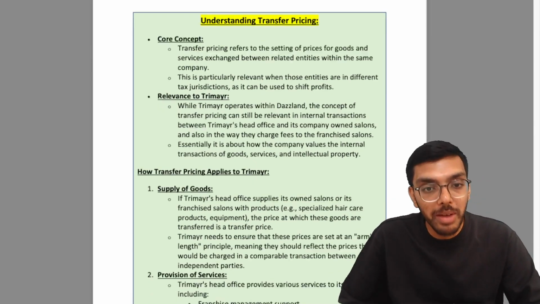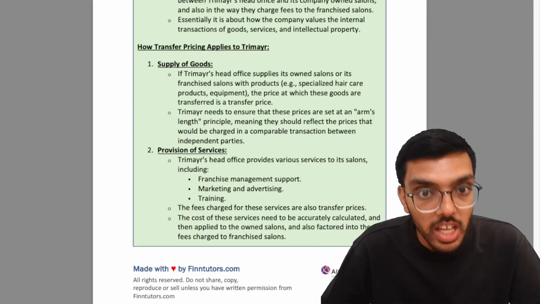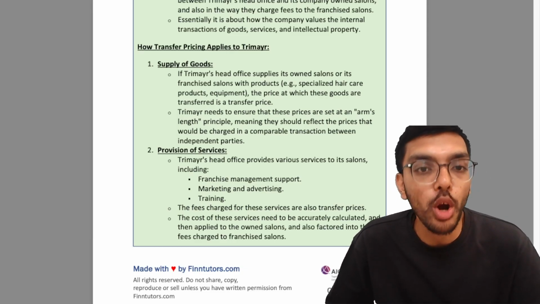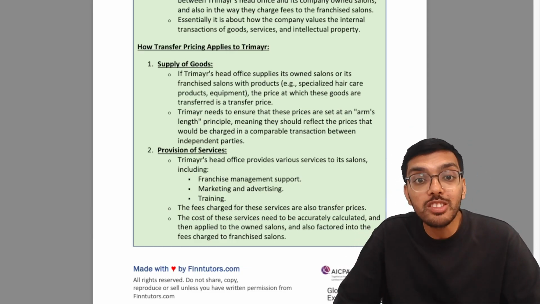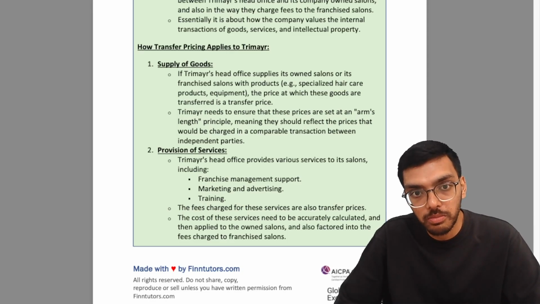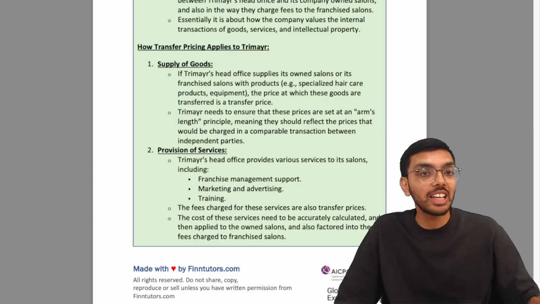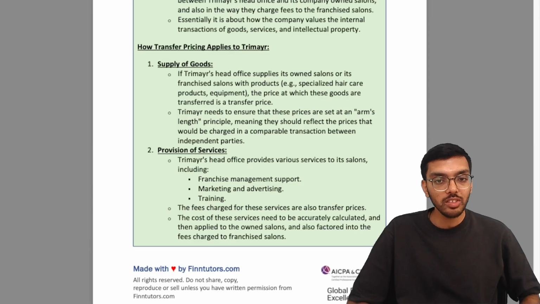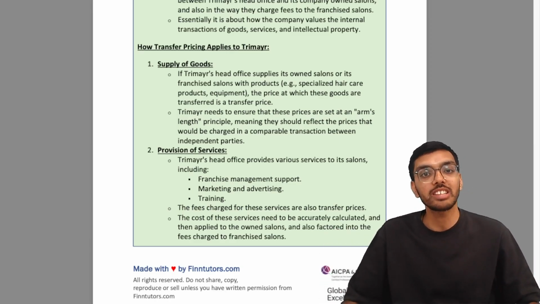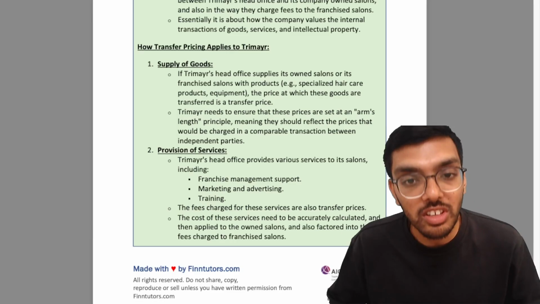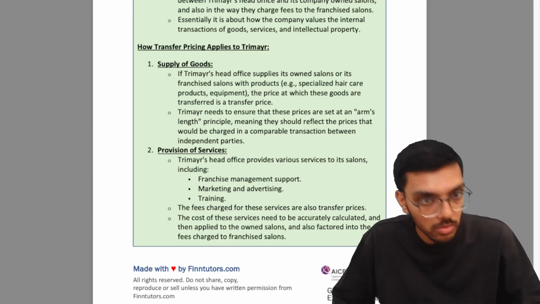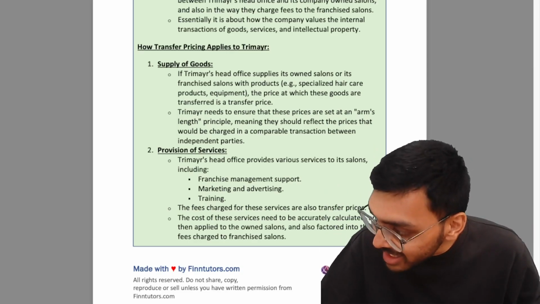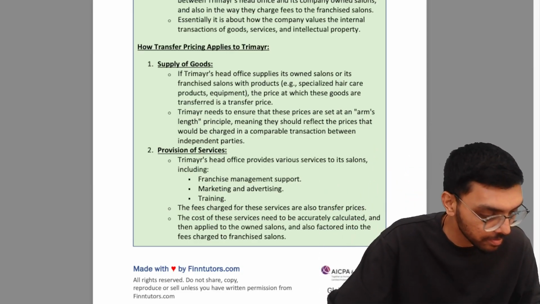How can it apply to Trimayr? Let's say first, supply of goods. If Trimayr's head office supplies its owned salons or its franchise salons with products, the price at which these goods are transferred is a transfer price. There could be a scenario in the exam where they tell you that, okay, we have a new system. The head office is procuring all of the hair products and then distributing it to our franchise salons. What will be the transfer pricing system that we should follow? First scenario, relating to supply of goods. You should have revised it. I am giving you the different scenarios.